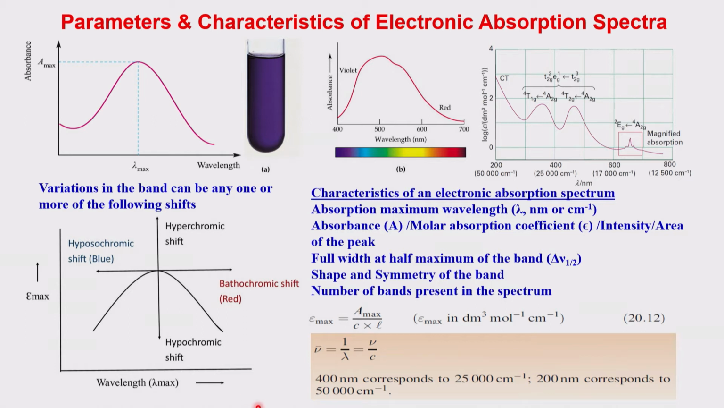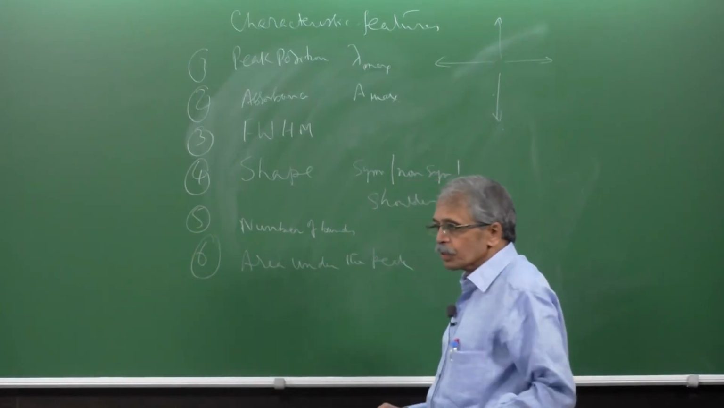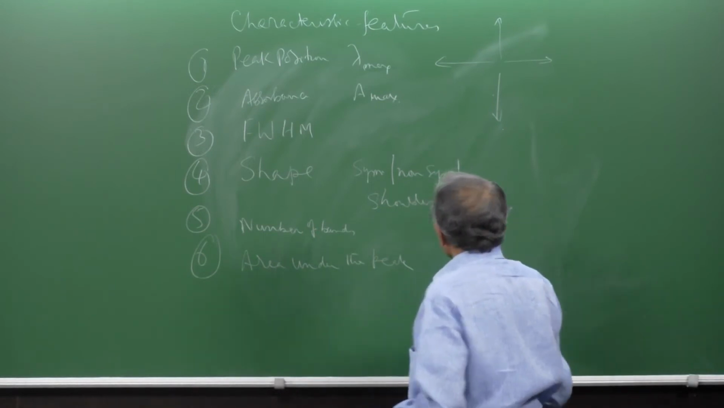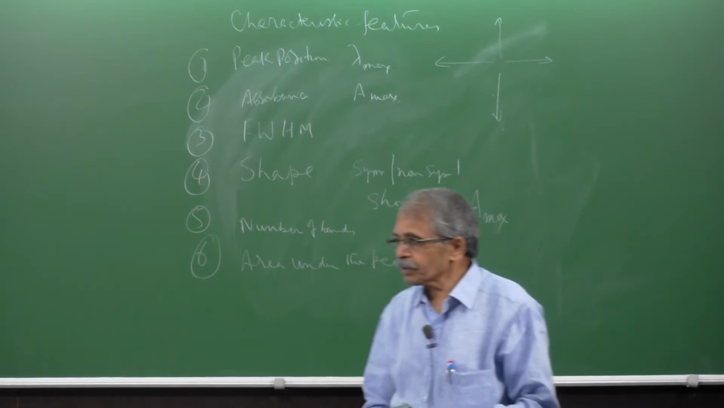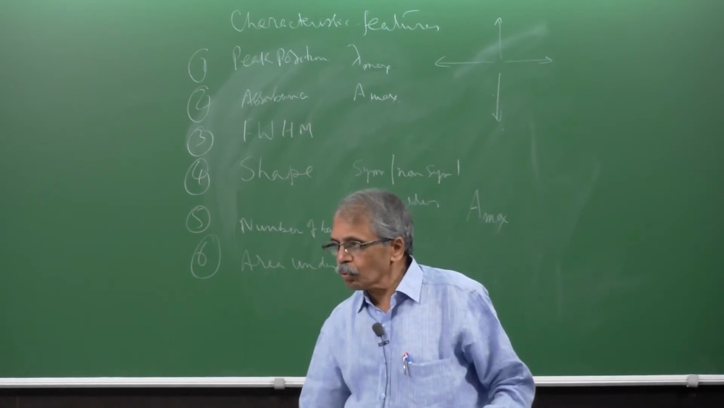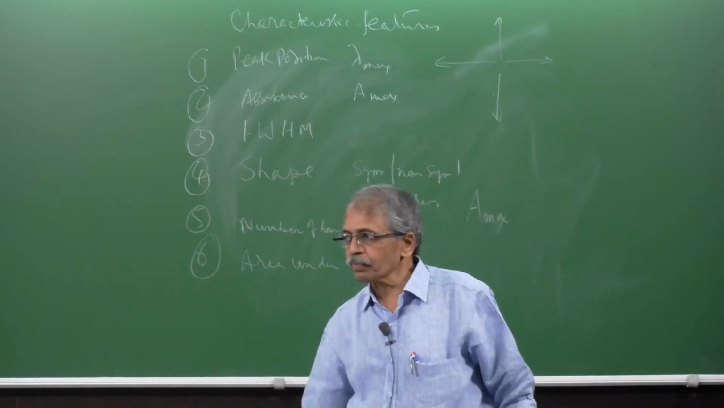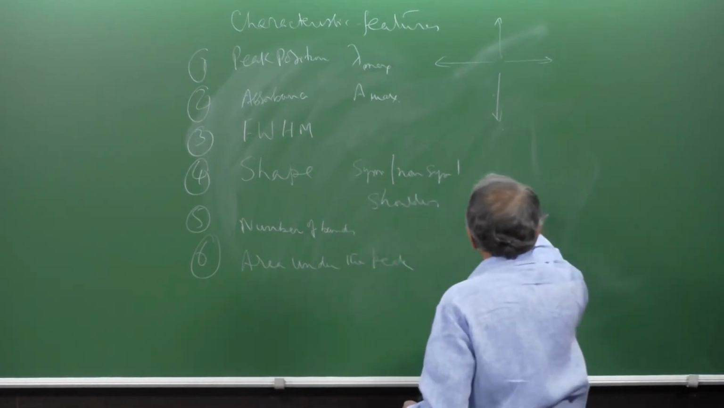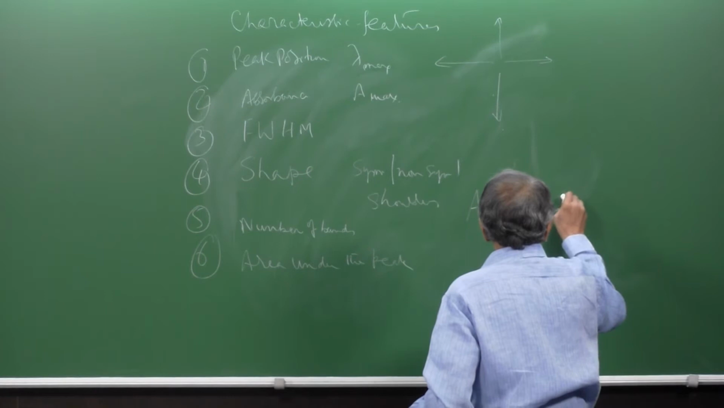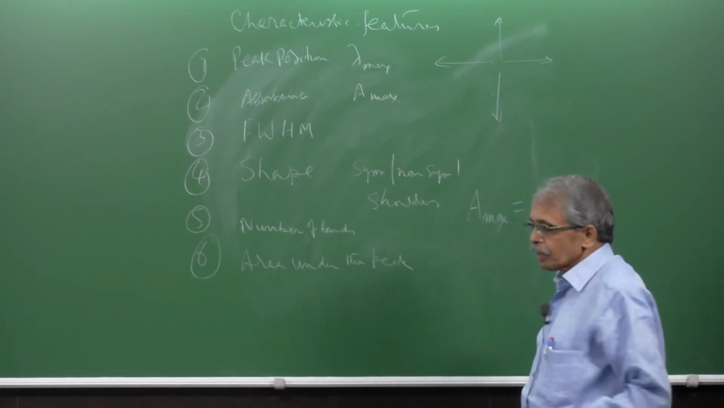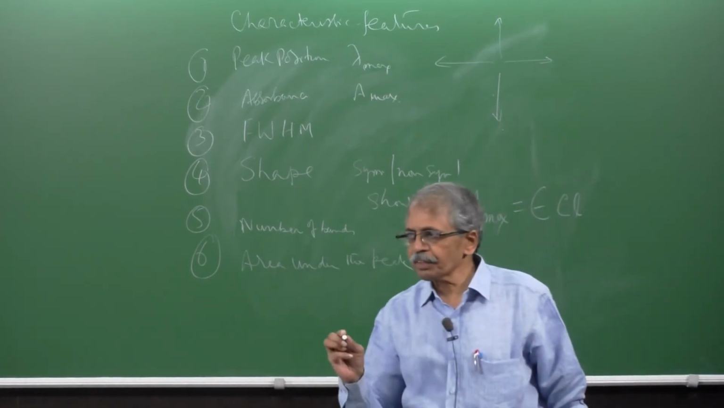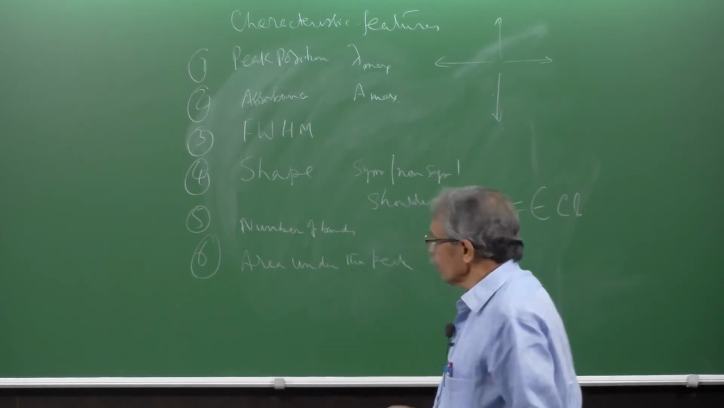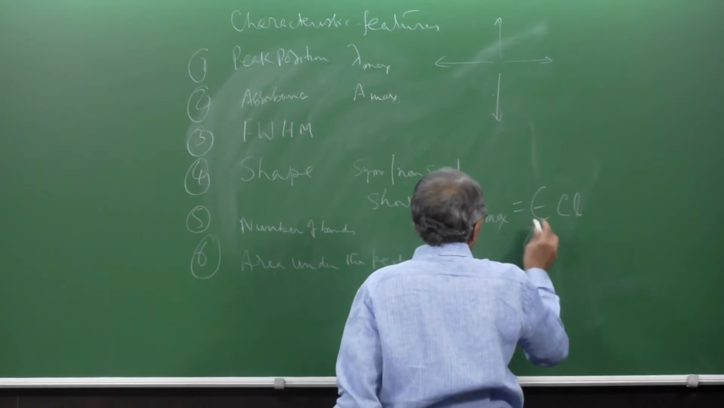So here, the A max is the one that you are measuring from the spectrum. So this is what you can measure. Of course you can measure the lambda max as well, from the peak. So this is nothing but epsilon C L, and this epsilon is very characteristic for that particular group. It is the molar absorptivity. So this is what is characteristic.